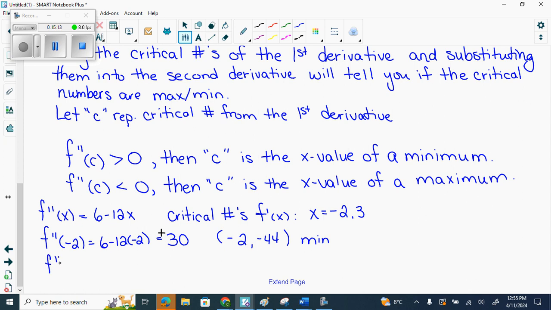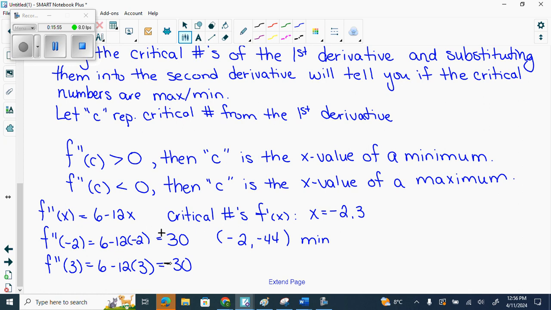f double prime of 3. So we get 6 minus 12 times 3. Let's hope for better brain math here. Negative 12 times 3, negative 36. Yep, we're getting there. Plus 6. Negative 36 plus 6, guys. Negative 30. Yep. So, are they always going to be 30 and negative 30, or is that just luck? It's luck. It's not going to always be that way.